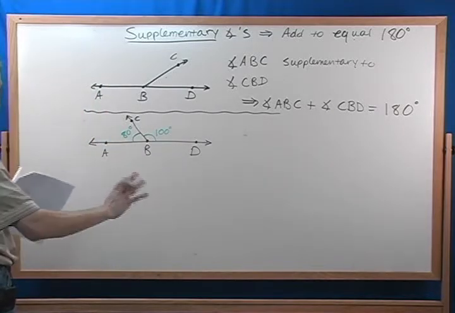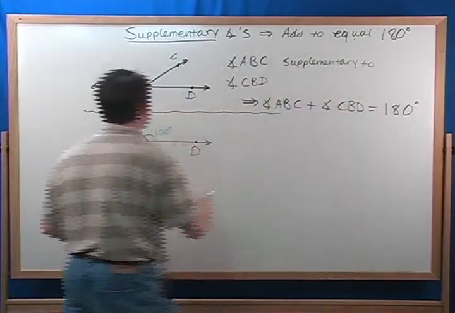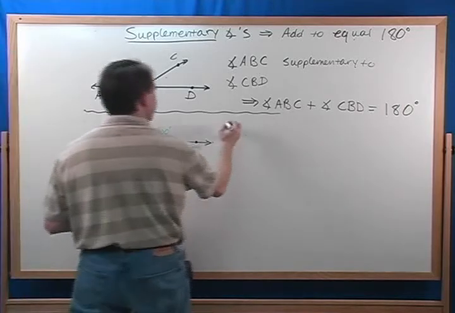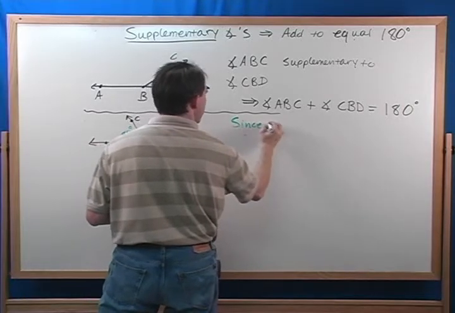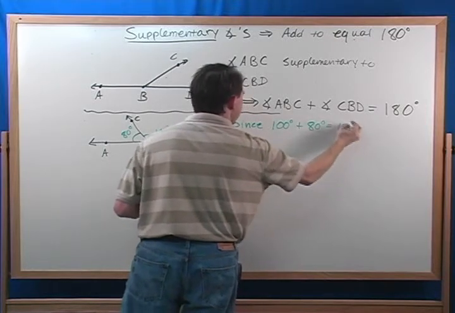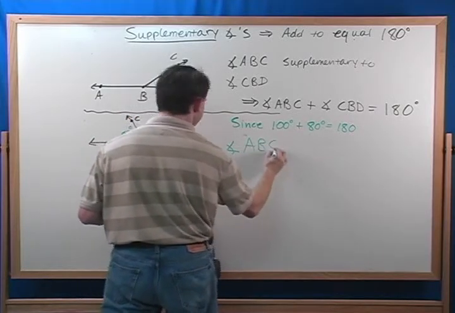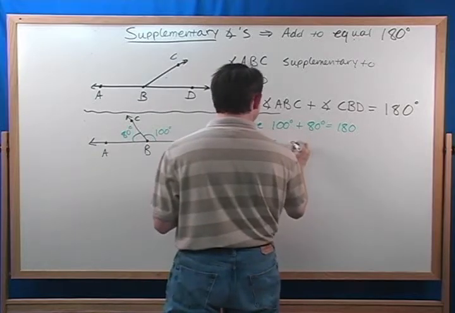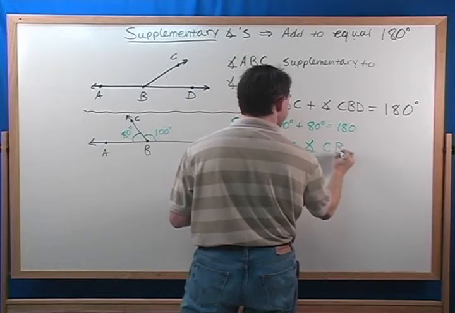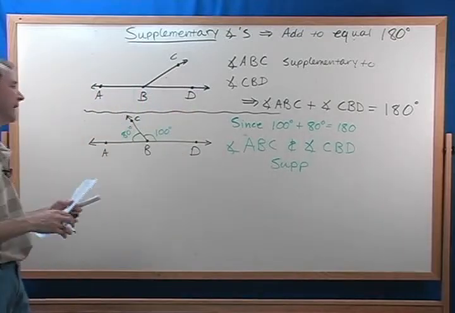Then you would know just by looking at it, because 100 degrees plus 80 degrees gives me 180 degrees, that these two angles right here are supplementary to one another. Okay? So we say since 100 plus 80 is equal to 180, then we say angle ABC, and this is just my little symbol for and, angle CBD are supplementary. And a lot of times you see supplementary just written by SUPP like that.